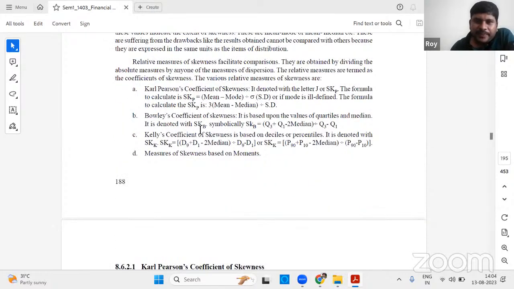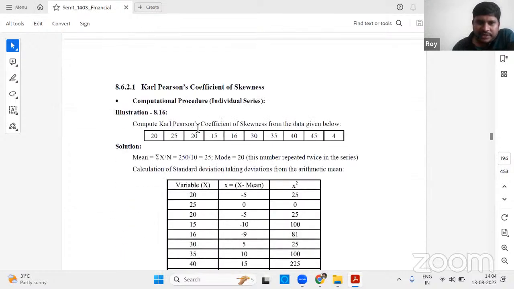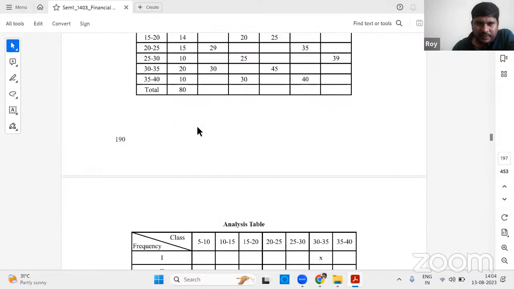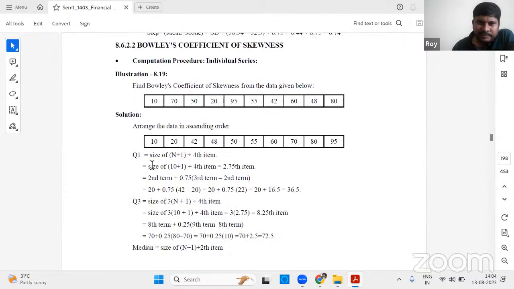See this. It is based upon the values of the quartiles and the median. It is denoted by SKB. SK is skewness, P denotes Pearson, B denotes Bowley's. Now this is the formula: Q3 plus Q1 minus 2 into median, divided by Q3 minus Q1. We need to take the quartiles Q3 and Q1. Karl Pearson is done. Now Bowley's, let's go into that.